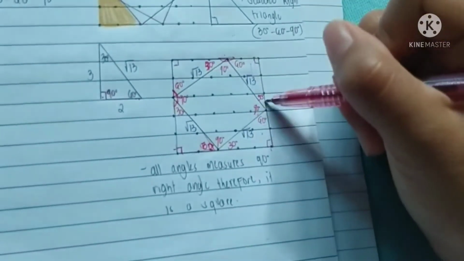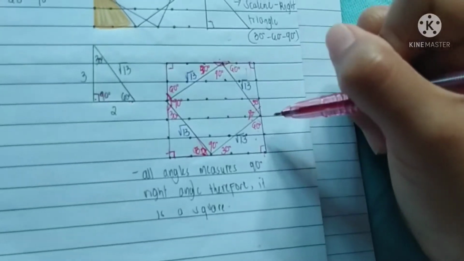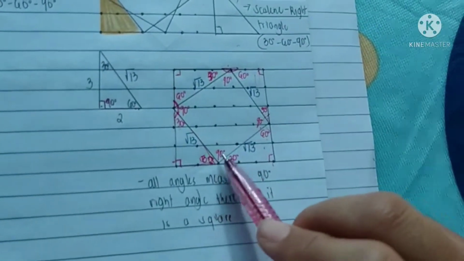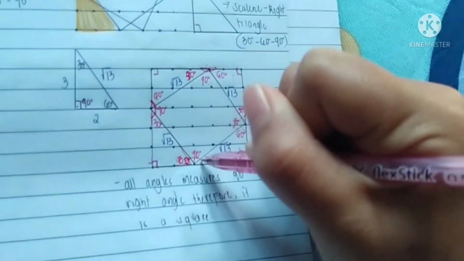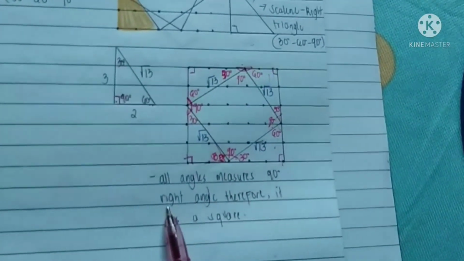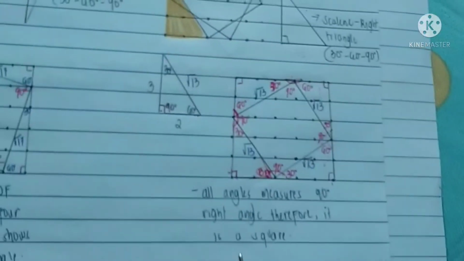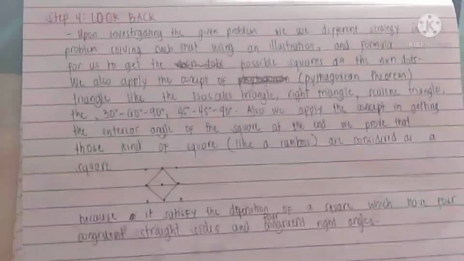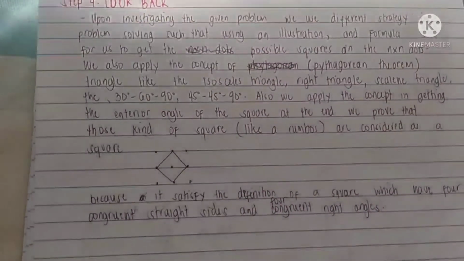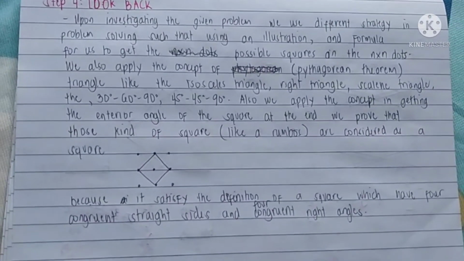So, 30 plus 60 plus 90 is equal to 180. Itong buong to is equal to 180. It is a half of a circle. 30 plus 60 plus 90 is equal to 180. Itong buong to is kalahati ng isang circle. So, since all the angle measures 90 degrees, right angle, therefore, we conclude that it is an example of a square.